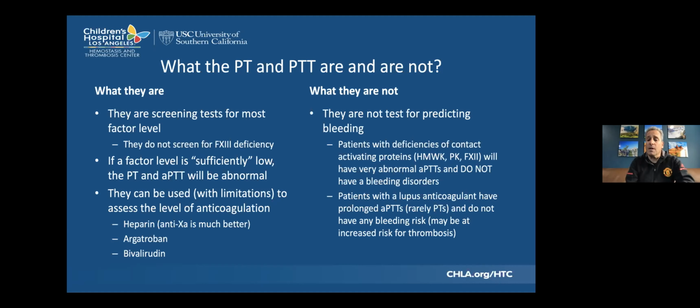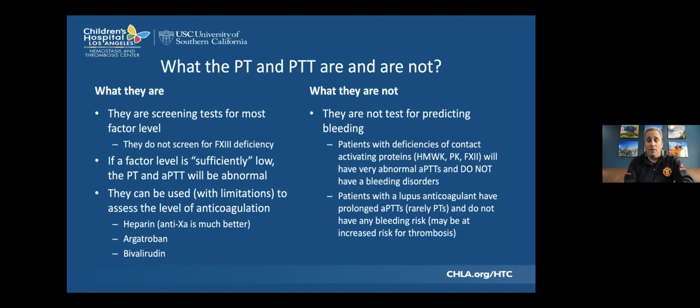Deficiencies of the contact activating proteins, high molecular kininogen, prekallikrein, factor 12, are going to give you a very abnormal PTT, 100, 120, 130, beyond the upper limit of normal. Yet these patients have no bleeding disorder at all. I had a patient once, about 10 years ago now, who needed surgery. They did a PT-PTT. It's not really necessary to do that. That's a whole other discussion. But suffice it to say, it came back greater than 150 seconds. They sent her to me. We did an evaluation. She had a factor 12 level of 0. She had no factor 12.